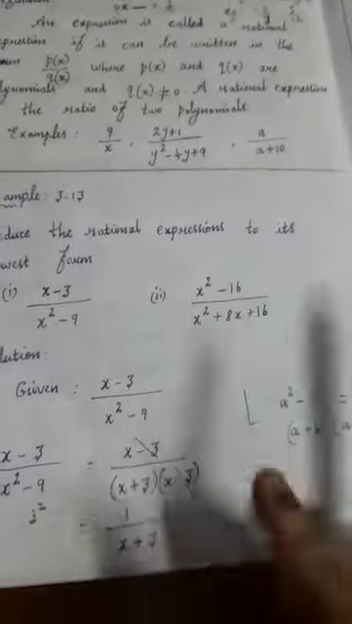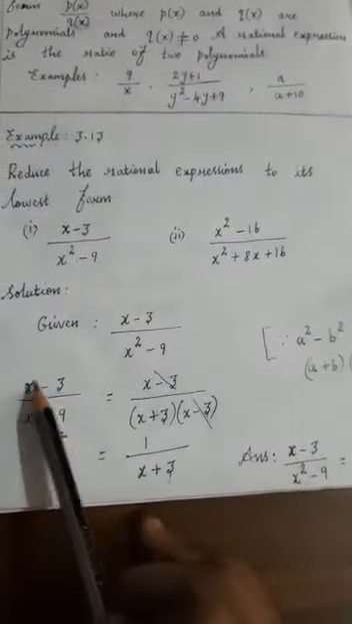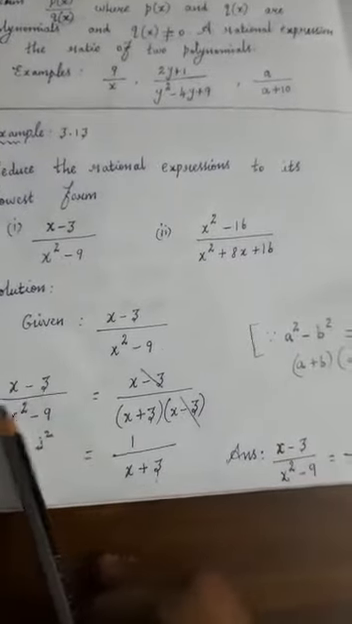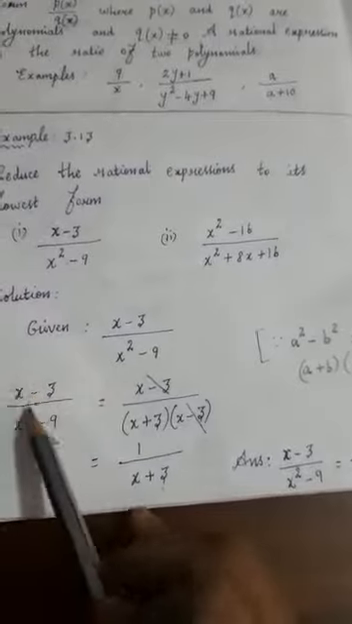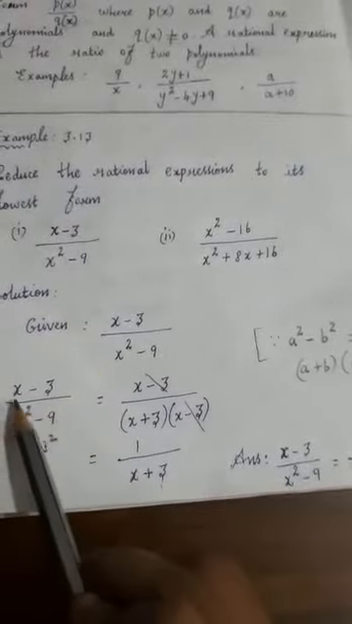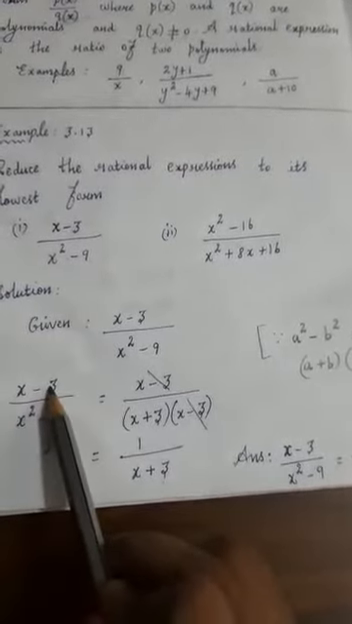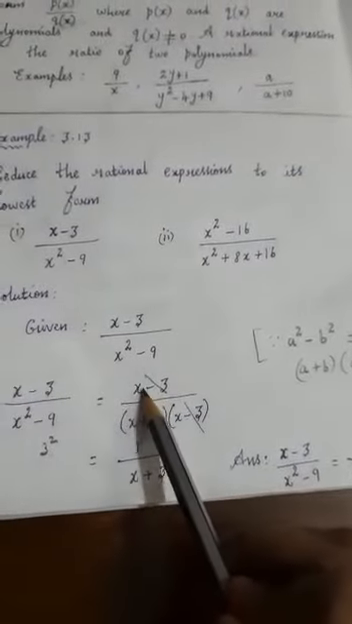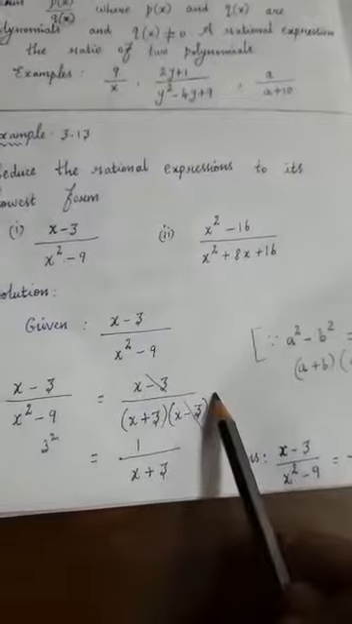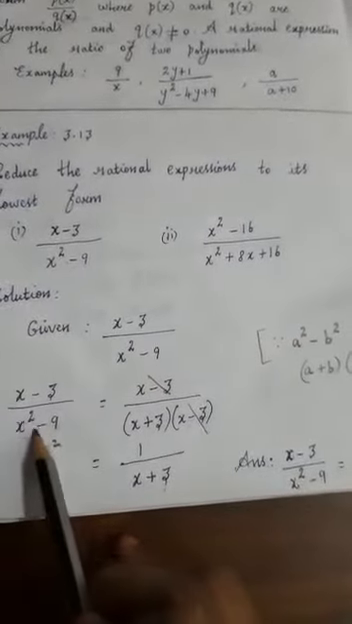So this is a given thing. Afterwards, see here, x minus 3 divided by x square minus 9. Okay. So afterwards, you are going to factorize. First step, first you have to factorize. The numerator you cannot factorize because that is x minus 3. So same you have to write x minus 3 divided by x square minus 9.